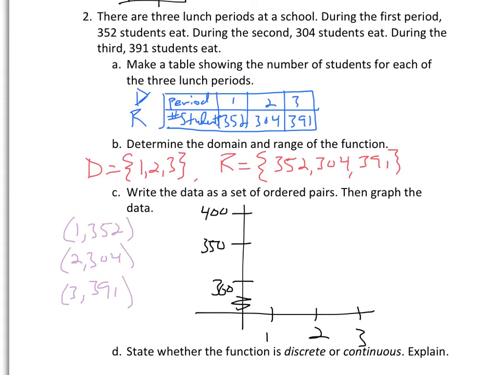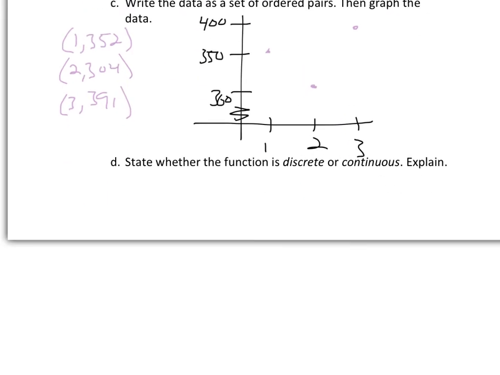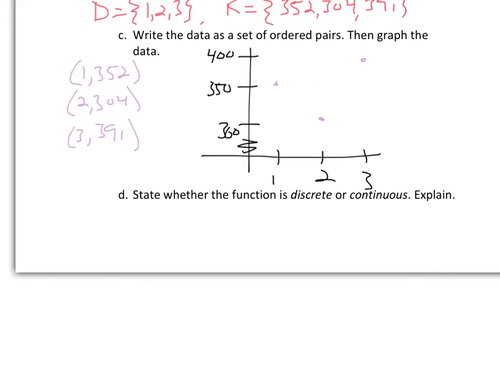So I need 1 at 352, 2 is at 304, and 3 is at 391. Now the dangerous part about this is it doesn't look to scale, right? These would normally be way, way up higher. There'd be a big gap in there. And the last part here is, is this discrete or continuous? Remember, discrete is when the points aren't connected, and continuous, they are connected. Well, these are not connected, so the answer would be discrete.